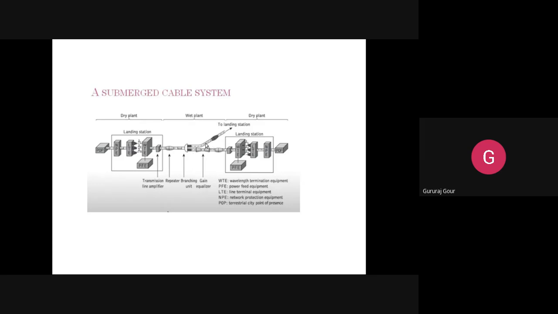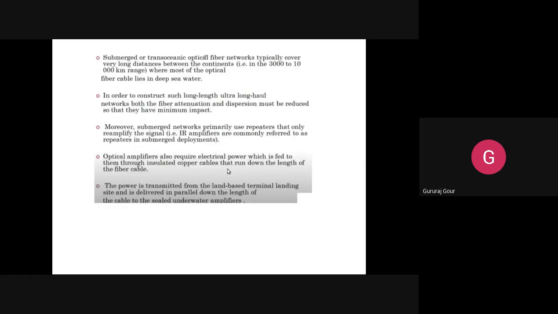Inside the ocean, we have the wet plant that mainly consists of three main elements: repeater, branching unit, and gain equalizer. The branching unit is concerned with diversion of signals to a landing station or to any dry plant like that. So this is known as a submerged or transoceanic optical fiber network, that is mainly used for very long distances to interconnect two different continents, supporting a range from 3000 to 10,000 kilometers.